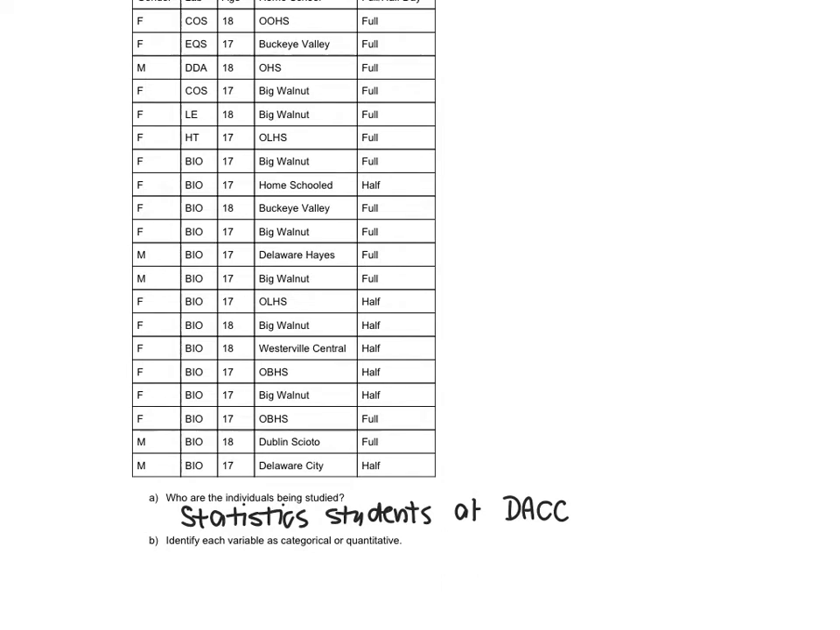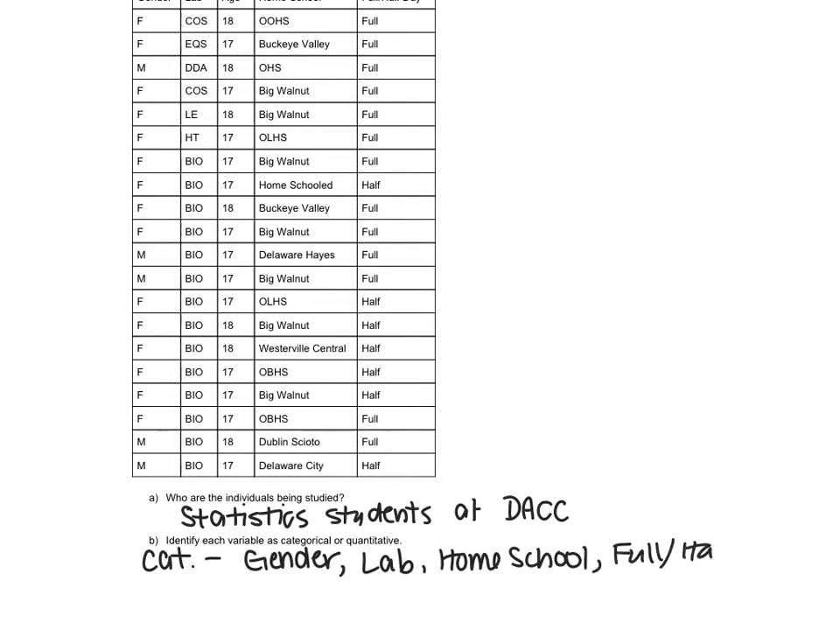The next thing I'm going to look at is whether each variable is categorical or quantitative. So the first thing I'm going to do is list all of the categorical data. So remember, categorical data is something that can't be expressed as a number. So the gender, lab, homeschool, and full/half day. That's all of the information that is categorical.